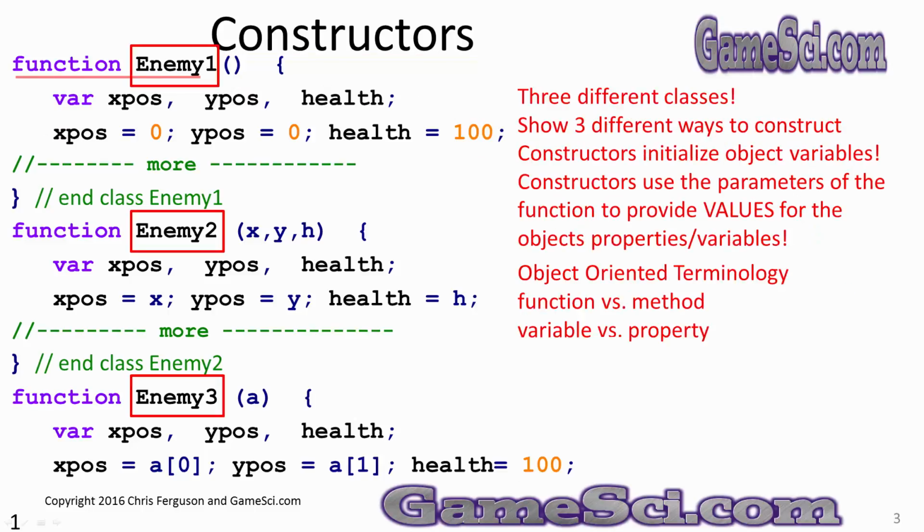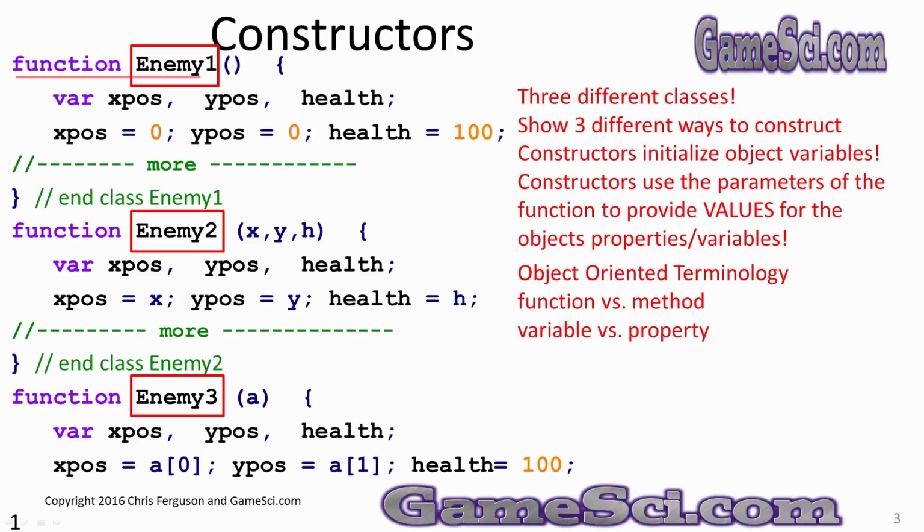What I've built here is three different classes, enemy1, enemy2, and enemy3. I want to show three different ways to construct. Constructors initialize object variables. Constructors use the parameters of the function to provide values for the object's properties or variables.